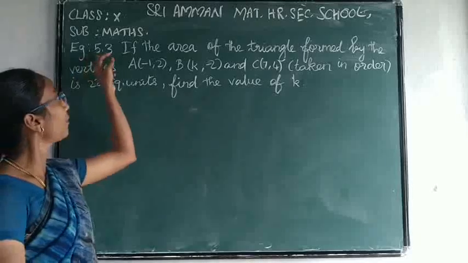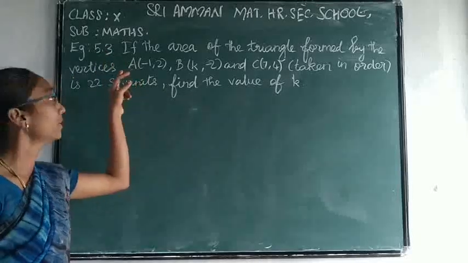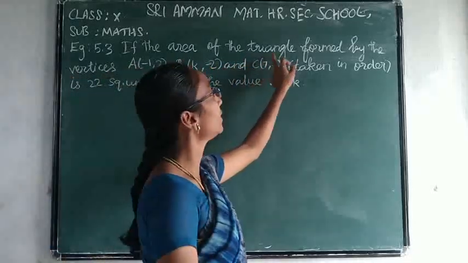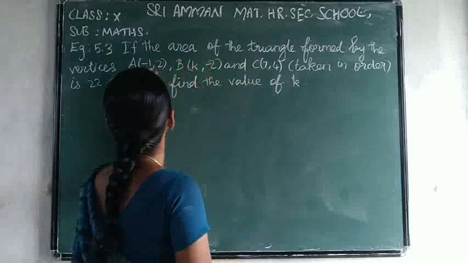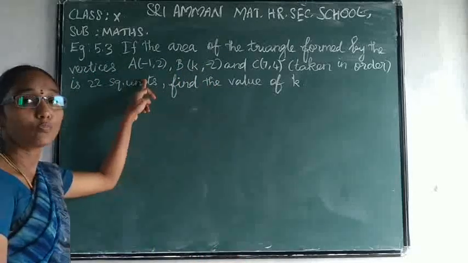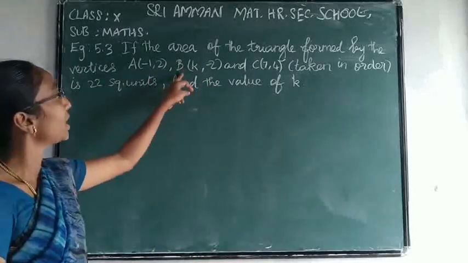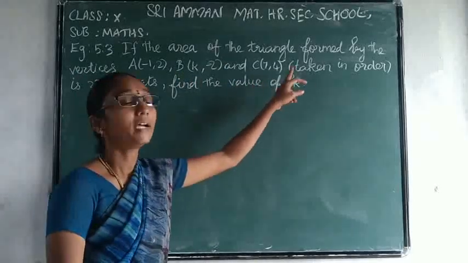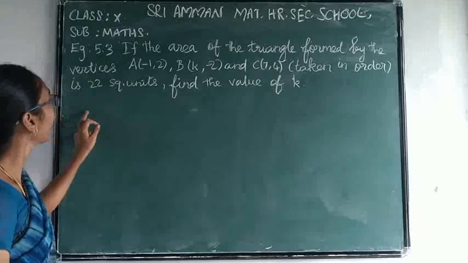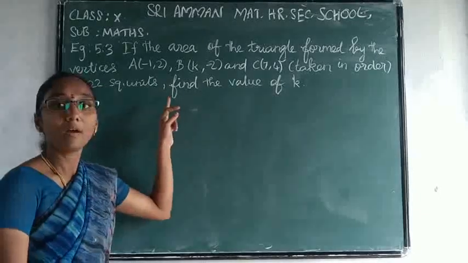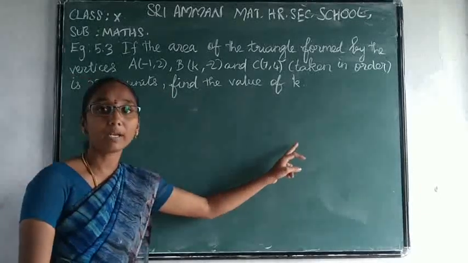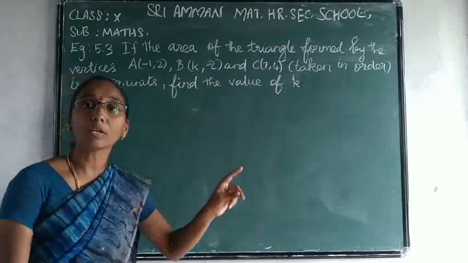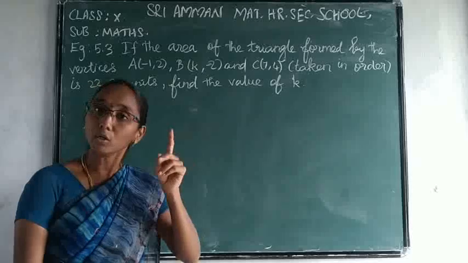Next, example 5.3. Okay. What is the question? If the area of the triangle formed by the vertices A of minus 1, 2, B of k, minus 2 and C of 7, 4 taken in order is 22 square units, find the value of k. Okay, once again I read the question. You also read the question slowly in your book.